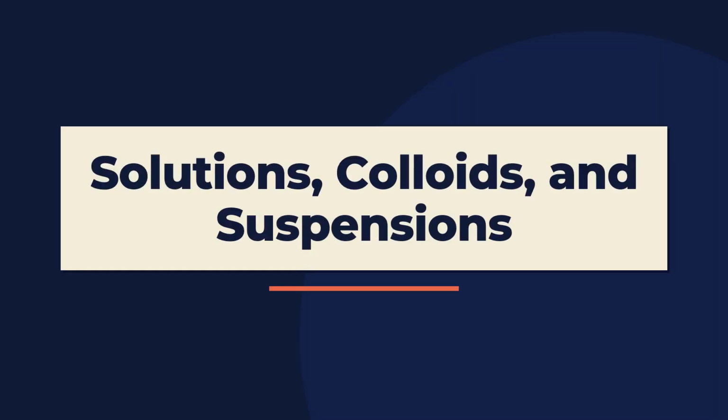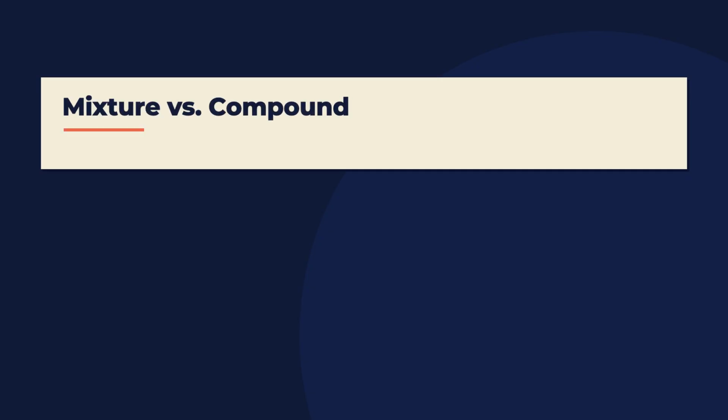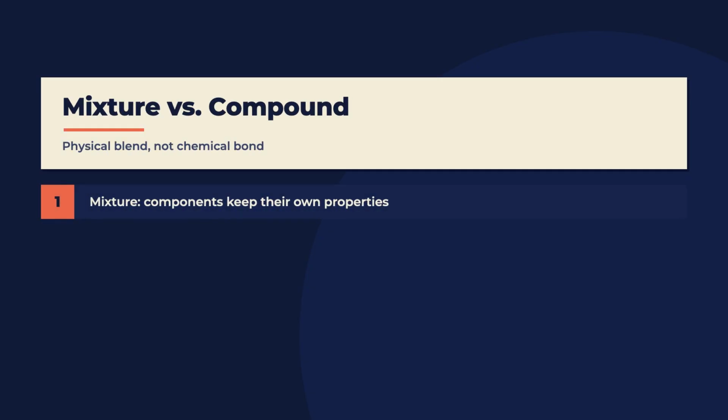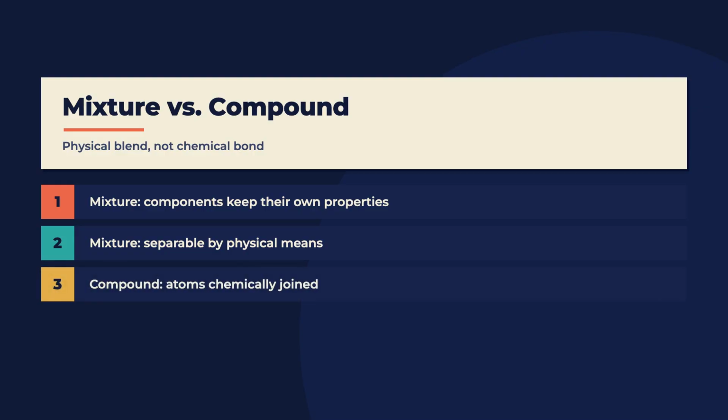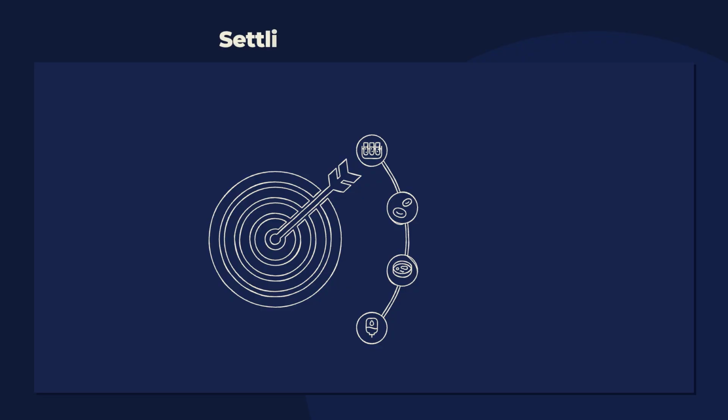3 tubes, 3 behaviors. One stays clear, one stays cloudy, and one separates into layers. The difference between them comes down to a single variable, the size of the dispersed particles. A mixture combines substances physically without chemical bonding, so each part keeps its own properties and can be separated by physical means, like centrifuging blood into layers. A compound is different. Its atoms are chemically joined, so no physical process can separate them. The way water can't be spun apart into hydrogen and oxygen.